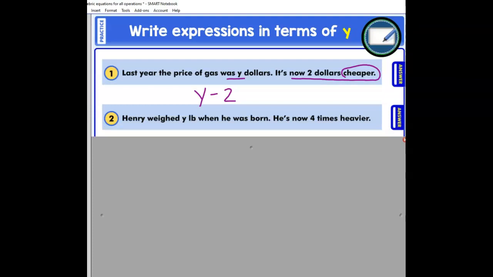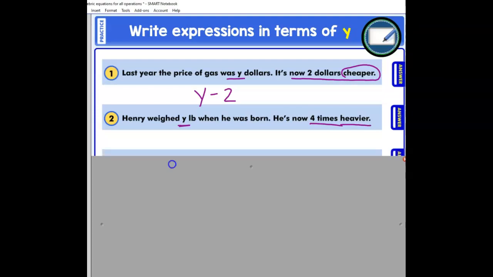Next, Henry weighed y pounds when he was born. He's now 4 times heavier. Okay, so go ahead and write down how you think you'd write that down using y. So if I think about Henry starting out as y pounds, now he's 4 times, not 4 pounds heavier, so 4 times heavier. I'm going to multiply it by 4, or I could also say 4y.